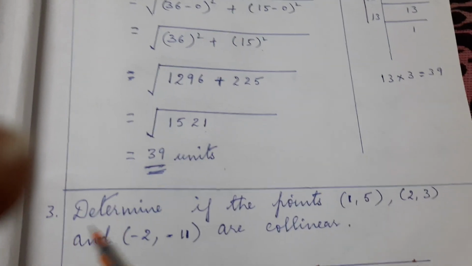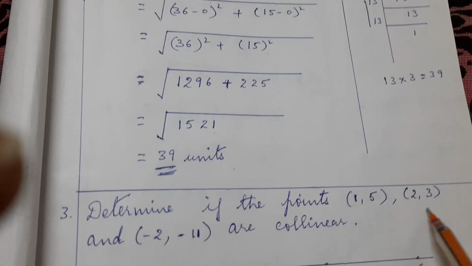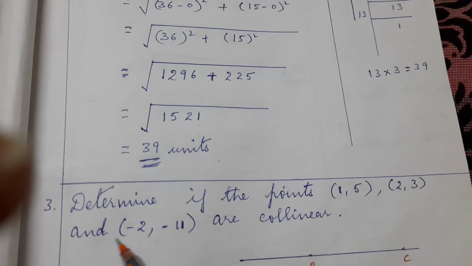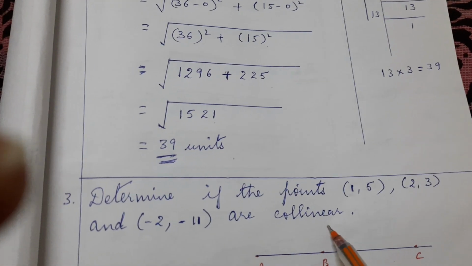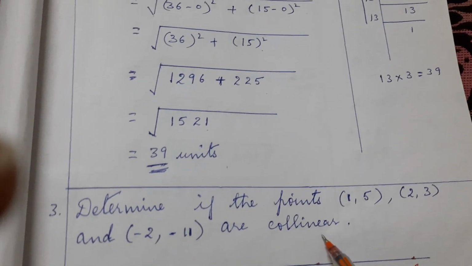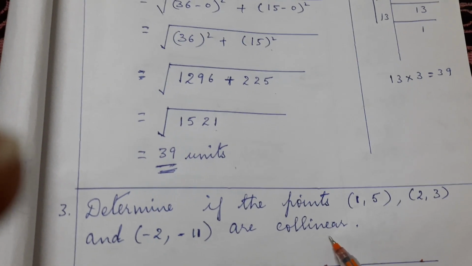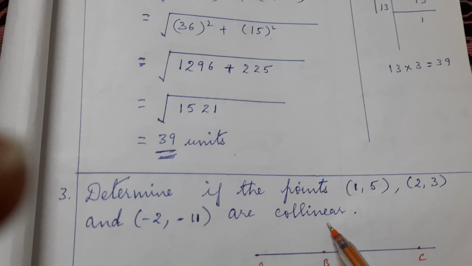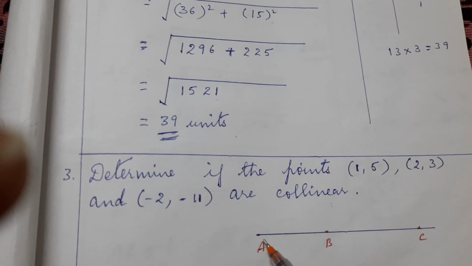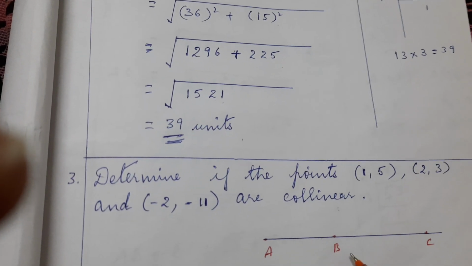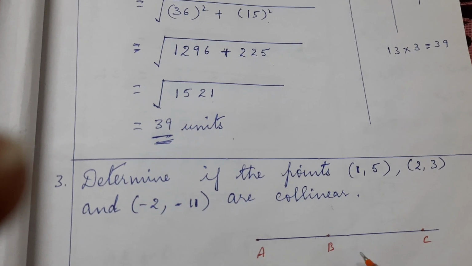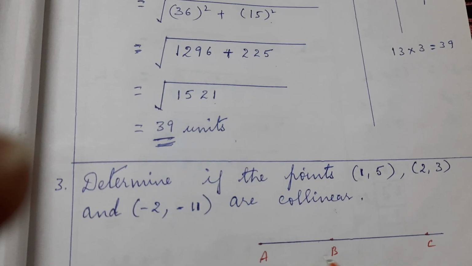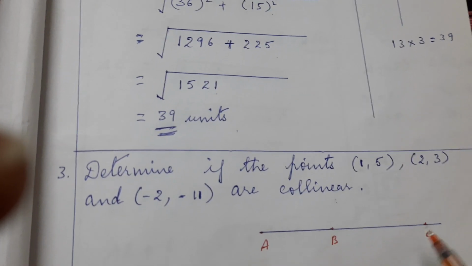The next question. Determine if the points (1, 5), (2, 3) and (-2, -11) are collinear. Now for this, you know what collinear points are? The points which lie on the same line are called collinear points. If the points are collinear, you cannot form a triangle. Collinear points cannot be used for drawing a triangle. It is on the same line. It can be anywhere, A, B, C. Now they are collinear points.